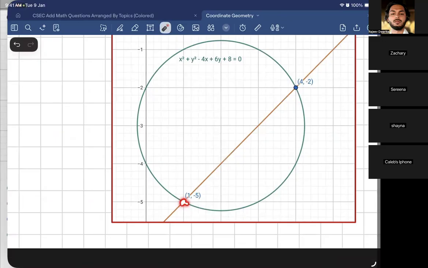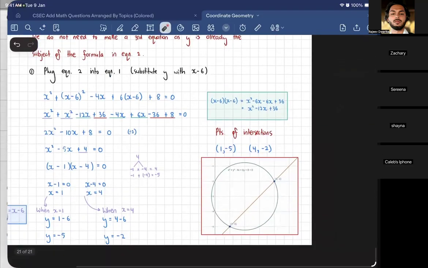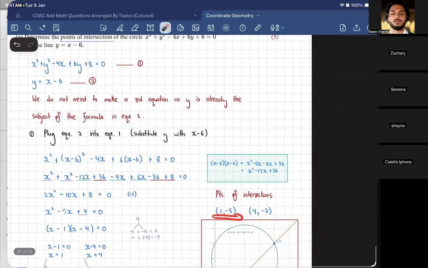If a point lies on a graph, what is it supposed to do to the equation of the graph? It's supposed to satisfy the equation. Now, if 1 comma minus 5 lies on both of the graphs, it is supposed to satisfy both equations. So what you could do is take x is 1, y is minus 5, plug it in, and see if it's satisfying both equations.